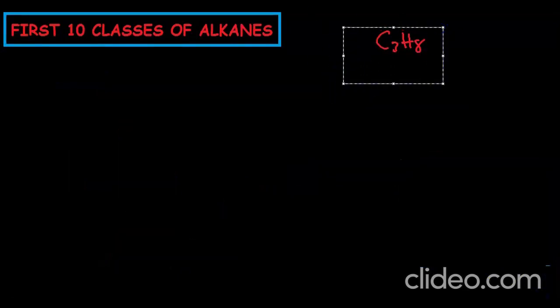So next thing on the list is pentane. But before that, let's discuss chemical formula. The chemical formula of a compound is a symbolic representation of its chemical composition. And when we talk about a chemical compound, let's say we have water. The chemical formula of water is H2O.